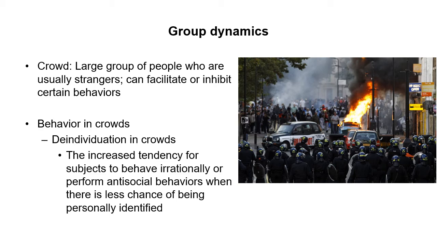A crowd is a large group of people who typically are strangers that can facilitate or inhibit behaviors, and quite often in negative ways. One of the things that occurs here is the de-individualization that occurs in crowds. That is because we are more likely to be anonymous, less likely to be personally identified, we tend to be more likely to do illegal things, do things that we wouldn't normally do. And that's where you get things like the rioting going on and other aggressive acts that occur in crowds.